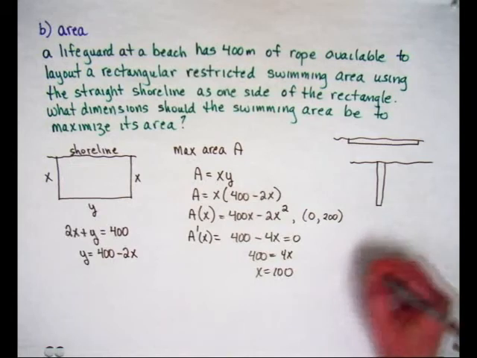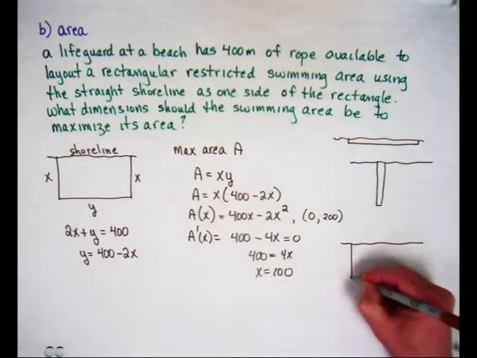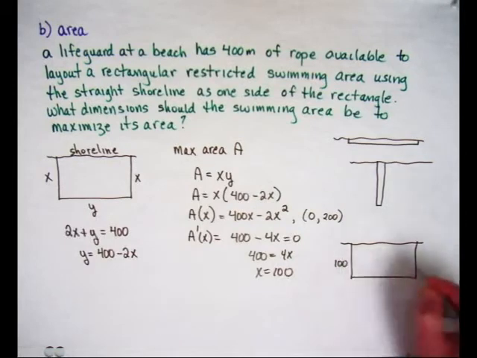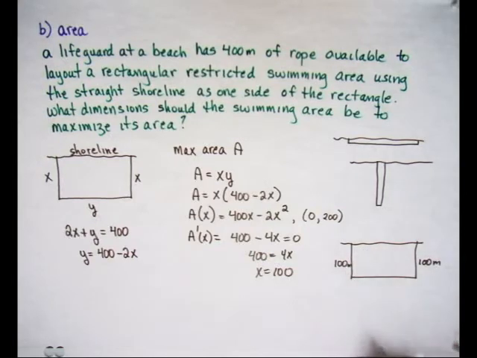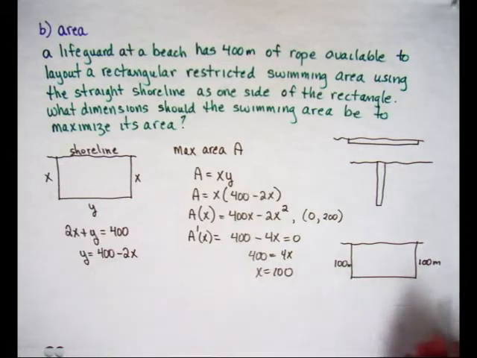So again, you could write a word sentence. Even a picture here, a picture is just fine. The dimensions, well, we've discovered that this should be 100, this should be 100, the units being meters. And the y value, you can find from this relationship right here, or just common sense. There's 400 meters of rope. We've used up 200 of it, so this would be 200 meters right here.